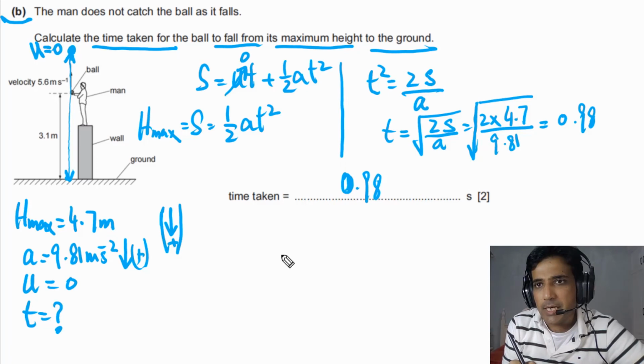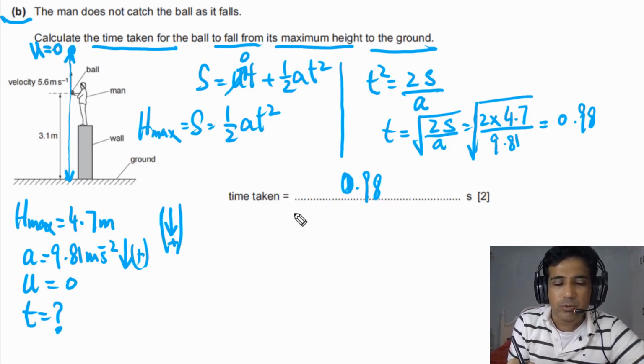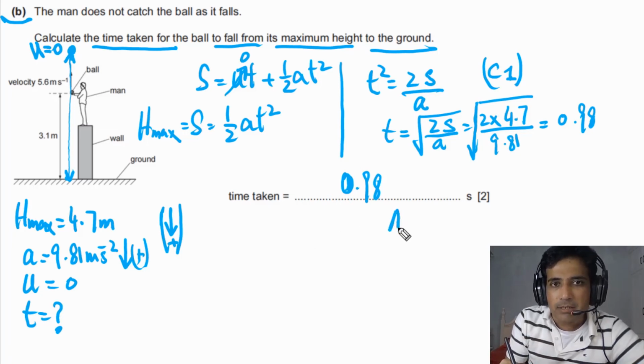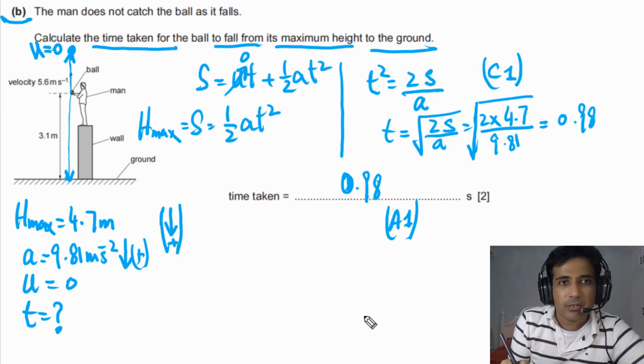This question has 2 marks. The 1 mark you will get if you have used this formula, or simply we can say if you have plugged in values in this formula, you will get 1 mark, and that is the C mark. And the second mark is the answer mark. If you have got the right answer, you will get the second mark. So this is how you can calculate.